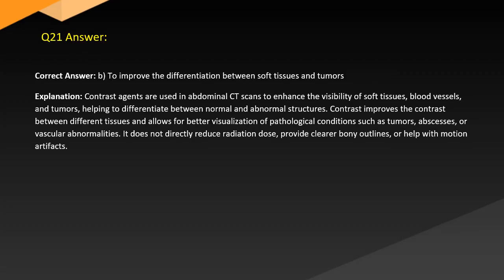Answer. Correct answer: B. To improve the differentiation between soft tissues and tumors. Explanation: Contrast agents are used in abdominal CT scans to enhance the visibility of soft tissues, blood vessels, and tumors, helping to differentiate between normal and abnormal structures. Contrast improves the contrast between different tissues and allows for better visualization of pathological conditions such as tumors, abscesses, or abnormalities. It does not directly reduce radiation dose, provide clear bony outlines, or help with motion artifacts.